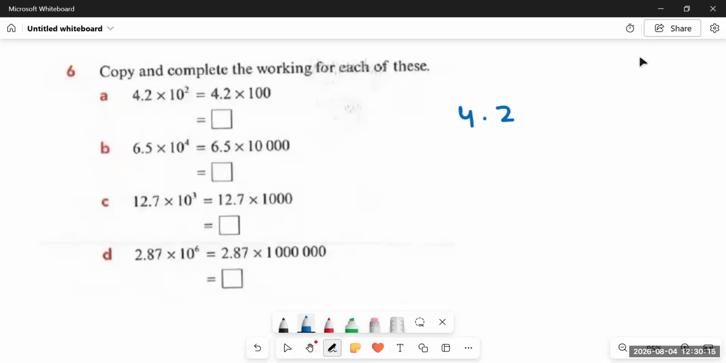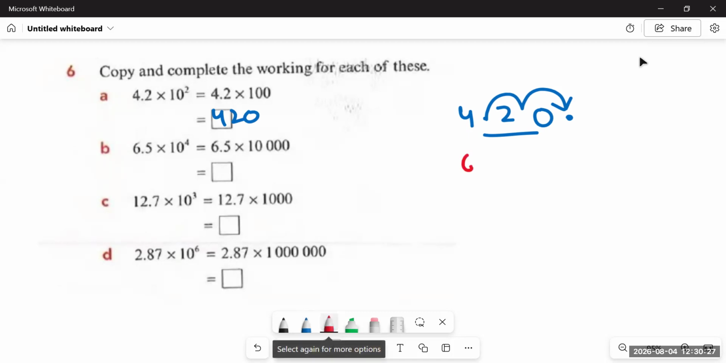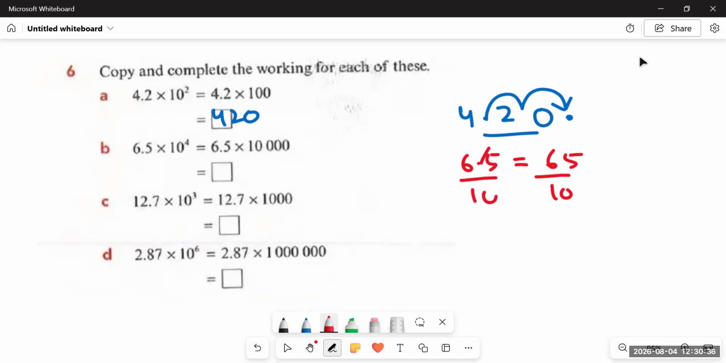So when we have 4.2 multiplied by 100, the decimal will move 2 places forward. Here it comes, it will become 420. We will write 420 here. Okay, and there is one more method. Let me show you that if you have 6.5, you can write it like this: 65 upon 10. Just remove the decimal, and write down 10 in the denominator as well.